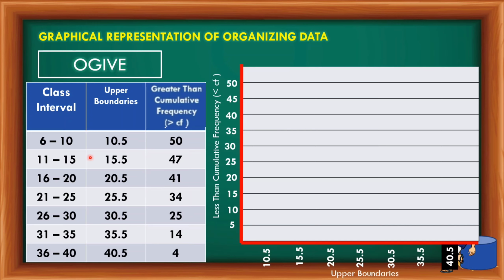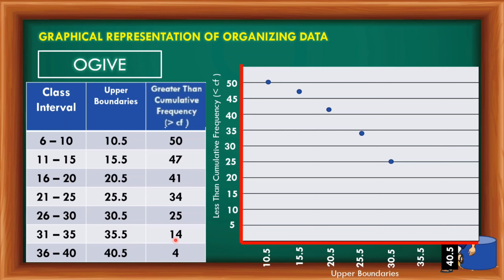So, ito naman yung ating ipa-plot. So, again, itong 10.5, 50, ito yung first point. Siyempre, yun pa rin yung magiging x-axis at saka y-axis. We will just plot it. So, 10.5, 50, ito yung 10.5, ito yung 50, doon siya mapupunta. Then, 15.5, 47, so, pagkalampas ng 45, then 20.5, 41, pagkalampas ng 41, then 25.5, 34, so bago mag-35, then 30.5, 25, okay, we have that.